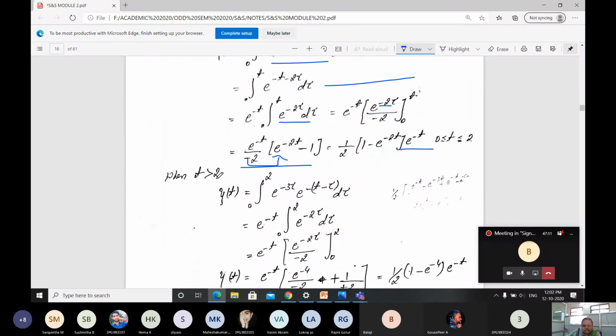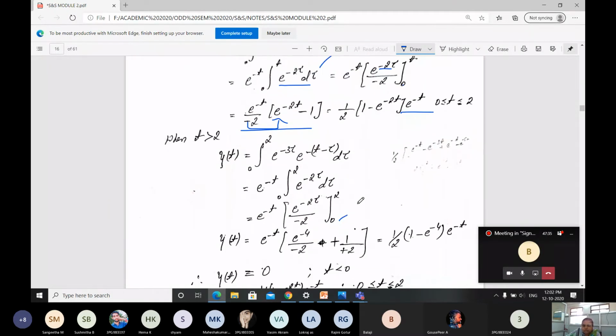When t is greater than 2, the limit is changing at that point only, means 0 to 2 only. Therefore, the procedure will remain the same up to this. Only the limit is changing, right? You will be getting the same up to this; only the limit application will change. So apply the limit as 0 to 2 only. After applying, you will be getting e raised to minus t times e raised to minus 4, 2 into 2, 4 divided by minus 2 plus 1 by 2. Minus of minus is going to be plus for that reason.